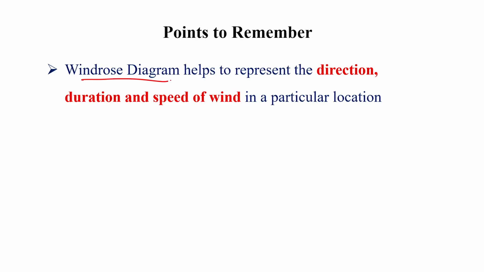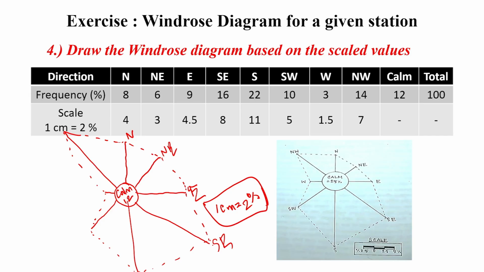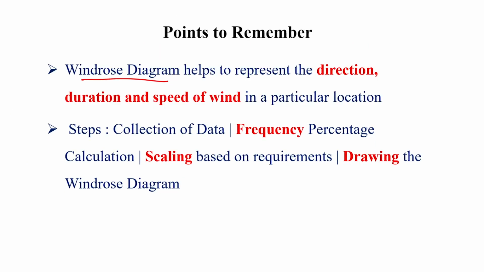what a Windrose diagram is. I will quickly go through the major points to remember. A Windrose diagram helps to represent the direction, the duration and the speed of wind in a particular direction. What we have seen today in terms of drawing the Windrose diagram is drawing based on the direction and the duration. The diagram represents the direction, and the duration, like I said, is taken from the frequency. It gives you the direction, duration and the speed of wind.